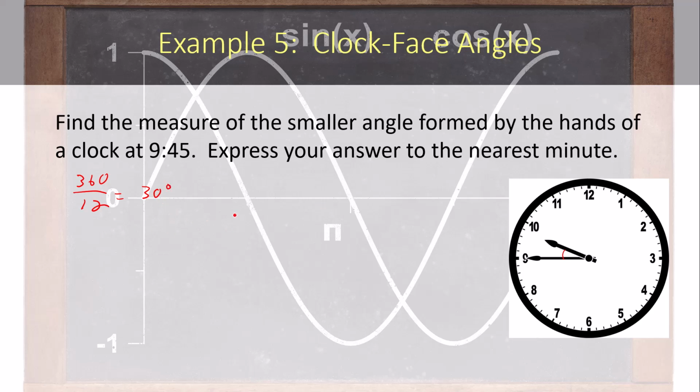Now also notice that when it is 9:45, the hour hand is basically 3/4 of the way to the 10 o'clock point. In other words, the angle here is not 30 degrees, but 3/4 of 30 degrees, which equals 22.5 degrees. So that is our angle in decimal format. What is that in degrees, minutes, and seconds? That will be 22 degrees and 30 minutes. And that would be our answer.